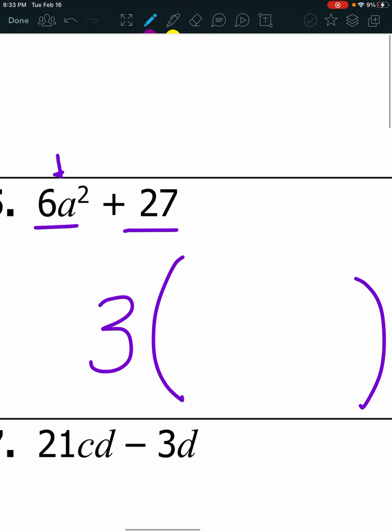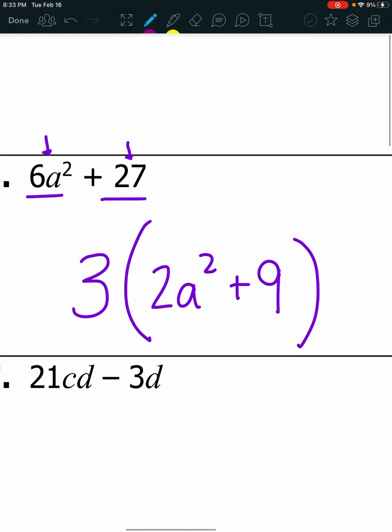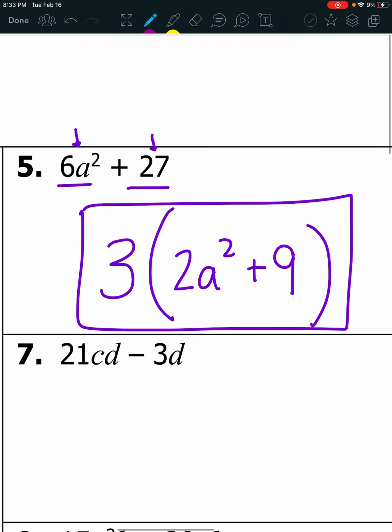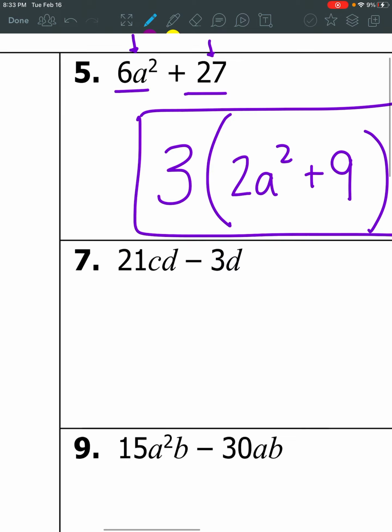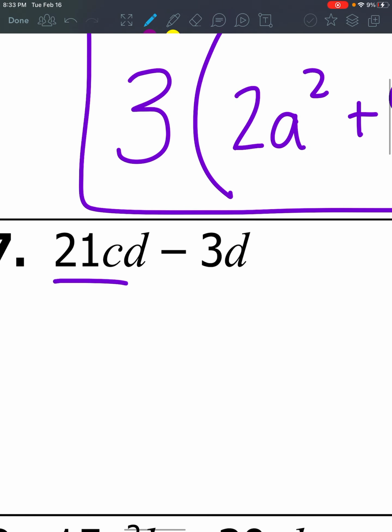Now divide both terms. So 6a squared divided by 3, we get 2a squared. 27 divided by 3, we get 9. And then distribute the 3 back. So we'd get 6a squared plus 27, which is what we started with. We know we're correct. Right, next one, we are finally going to have one with a variable in our GCF.